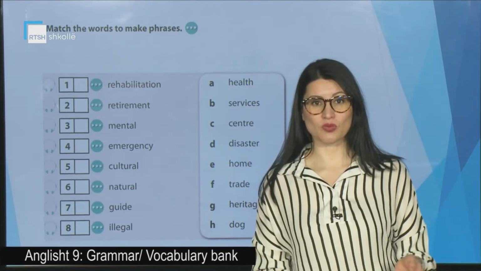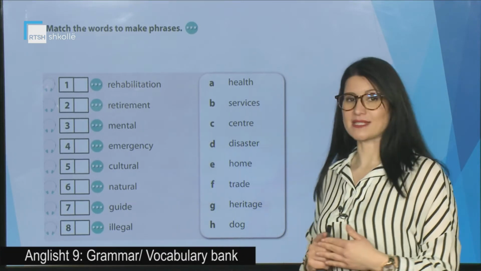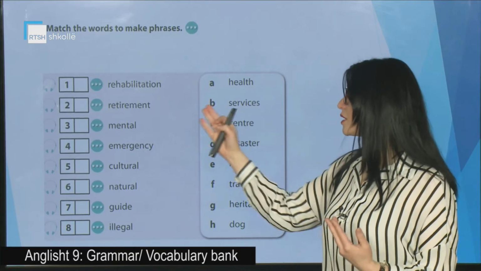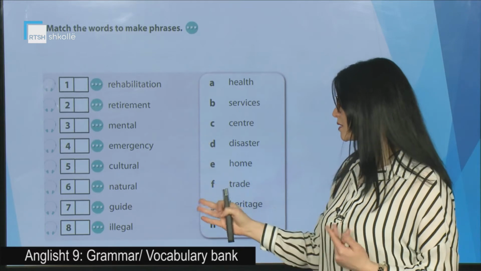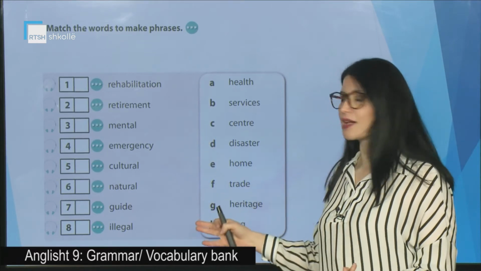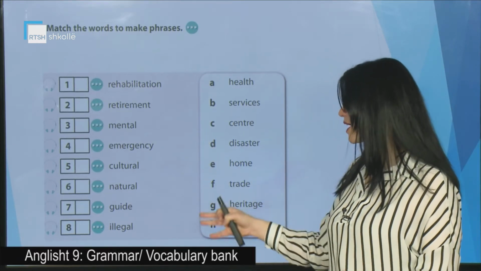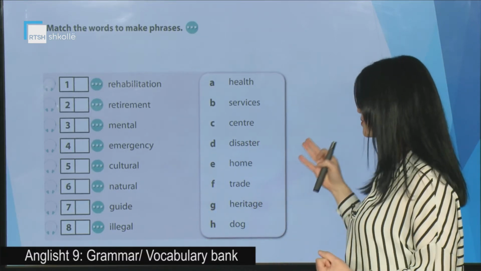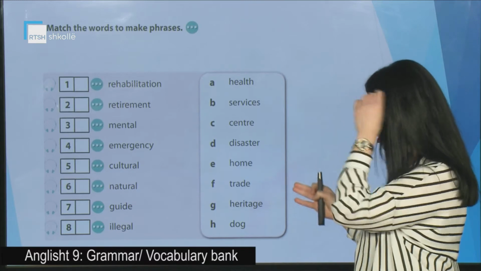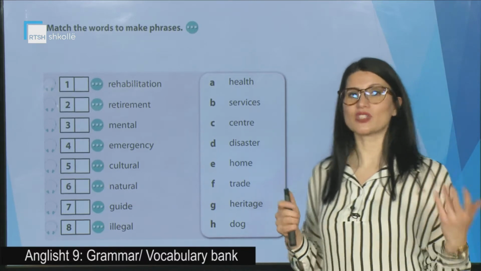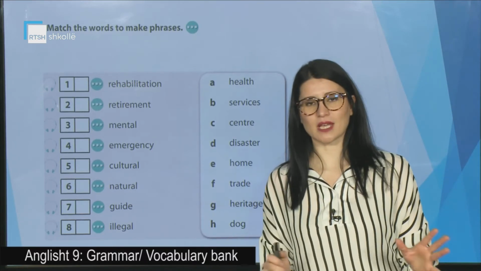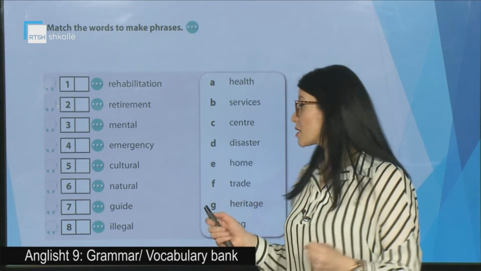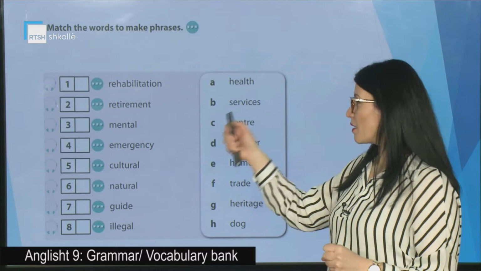We are going to match words to make phrases. So on the first column we have rehabilitation, retirement, mental, emergency, cultural, natural, guide, and illegal. On the other side, we have health, services, center, disasters, home, trade, heritage, and dog. All these phrases actually appeared in the texts that we had during this module. So let's go on with the first one.